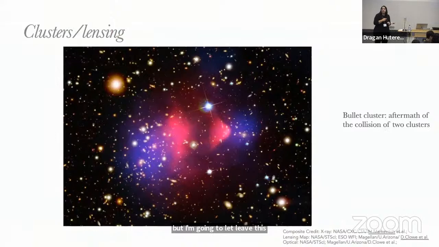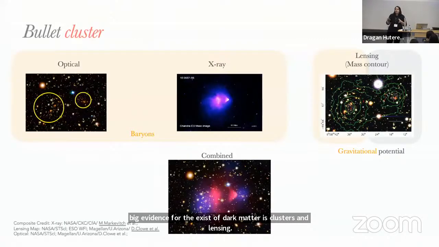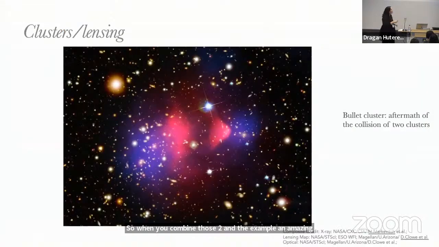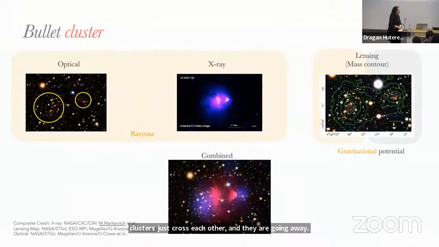Another big evidence for the existence of dark matter comes from combining clusters and lensing. When you combine those two, an amazing and famous example is the bullet cluster. The bullet cluster is actually the aftermath of the merger of two clusters. We are living in a perfect time to see the aftermath after two clusters just crossed each other and are going away along their own paths. So this is the bullet cluster.